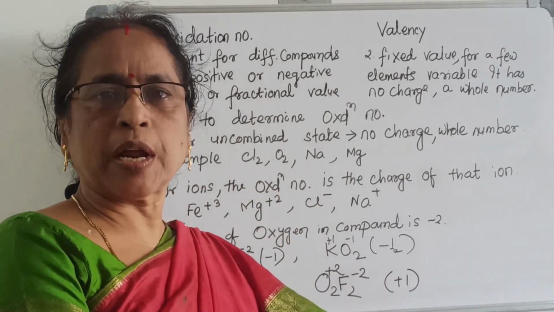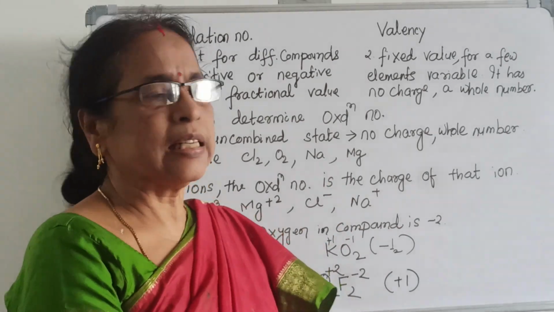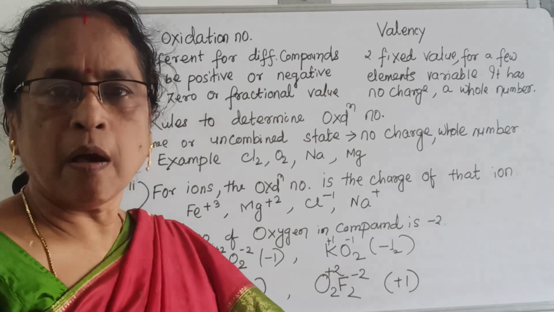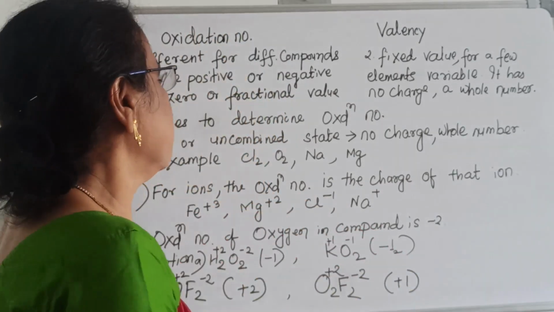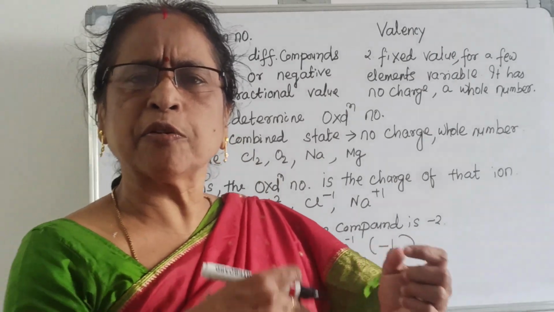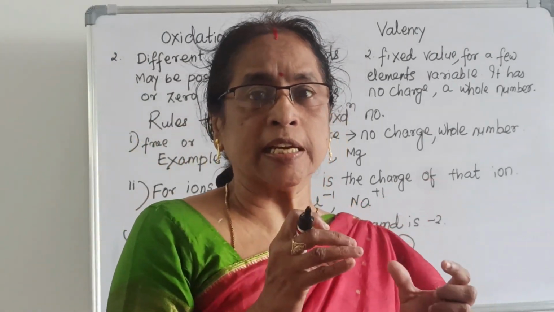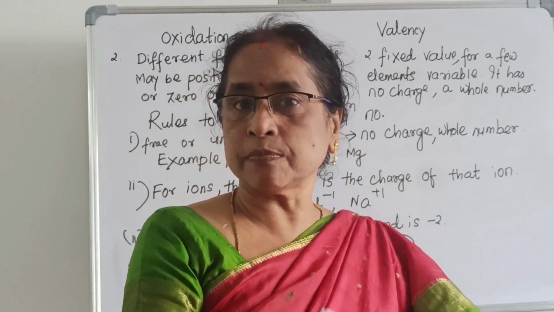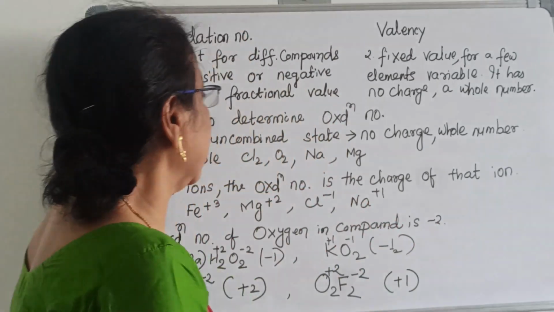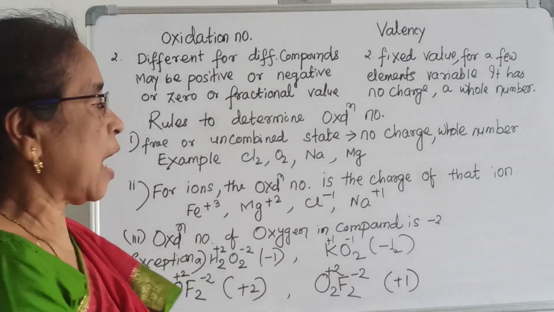Cl-, chloride, -1, here the oxidation number is -1. Similarly, Na+, here the oxidation number is +1. That means if it is an ion, you can easily say that the charge of the ion, whether positive, negative, or fractional, is the oxidation number of that ion.